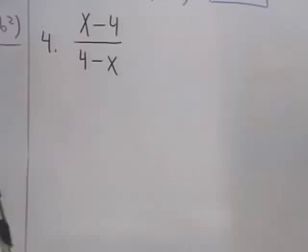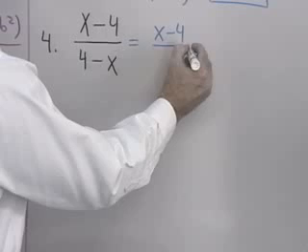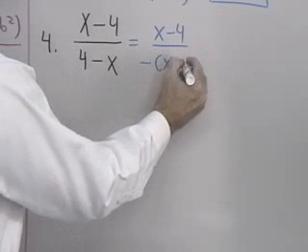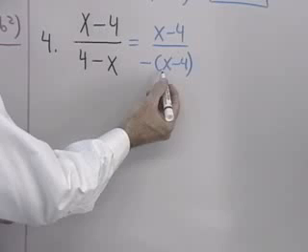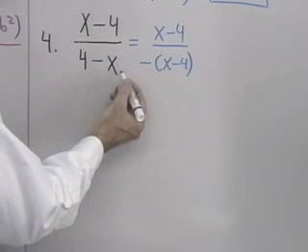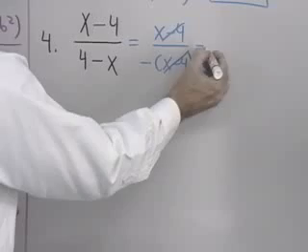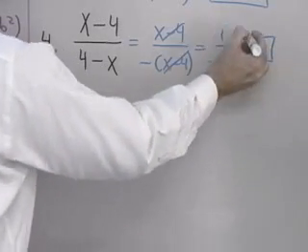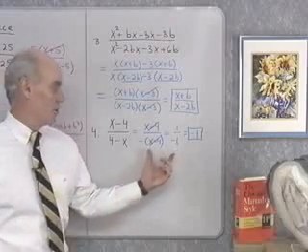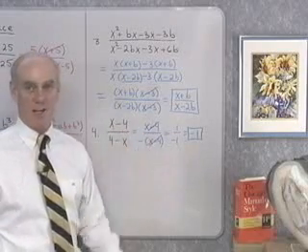One more problem. X minus 4 over 4 minus x. Well, x minus 4 and 4 minus x are opposites. So if I factor a negative 1 from both terms in the denominator here, you can see that 4 minus x is the same as the opposite of x minus 4. Now if I divide those out, I end up with 1 over negative 1, which is simply negative 1. So you can show this work if you want, or you can just notice that x minus 4 and 4 minus x are opposites, divide those out, and end up with negative 1.